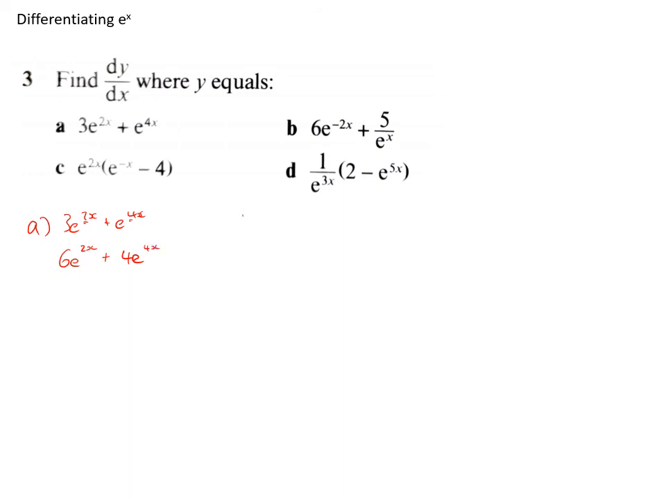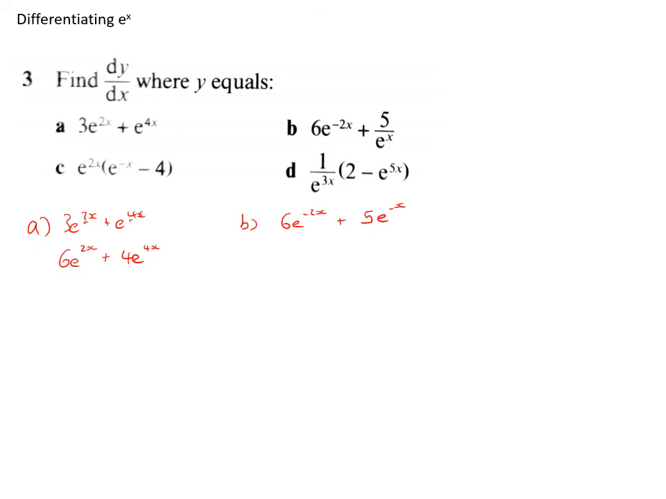But part B, we might just need to be a little bit careful with. 6e to the minus 2x should be straightforward to differentiate. But 5 over e to the power of x, it's sometimes nice to write these as single powers of x rather than fractions. So I'm going to write that as 5 times e to the power of negative x. Remember, negative would mean the reciprocal, so that would explain the bottom part of our fraction.